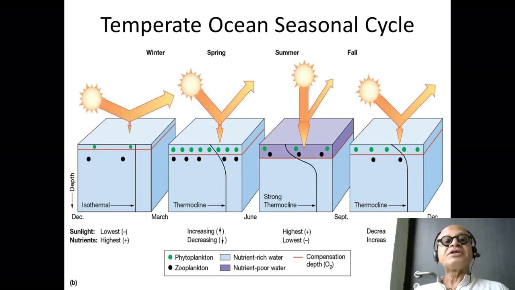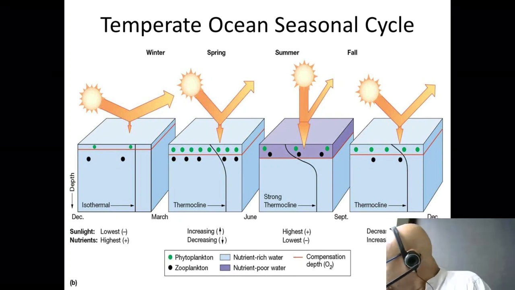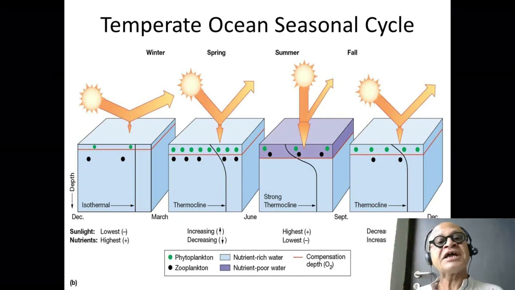So mid-latitude temperate oceans have a very nice seasonality. This is what you have to remember. Polar oceans, high productivity but very seasonal in spring. Tropical oceans, throughout the year some productivity but very low. Temperate oceans, seasonal productivity that's very high in spring and a second peak in the fall.